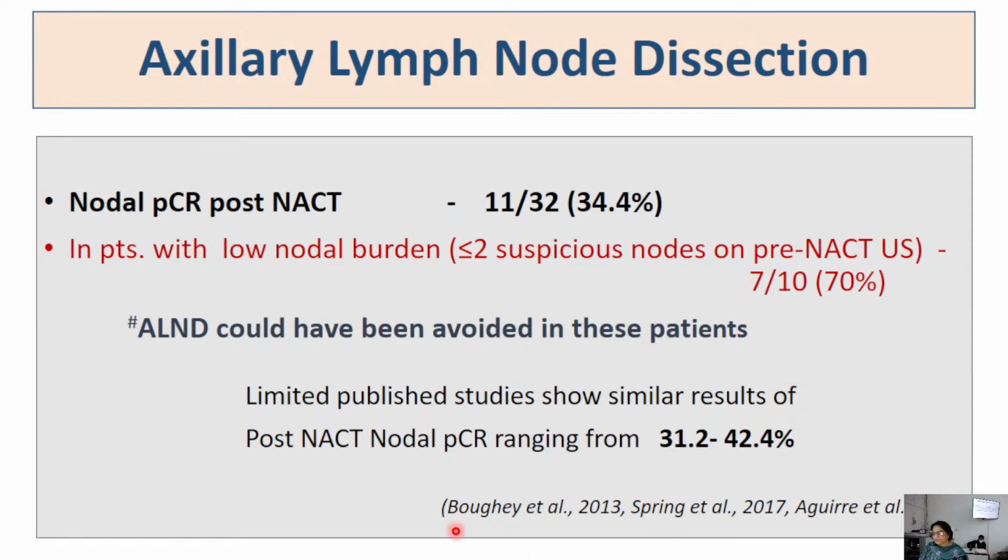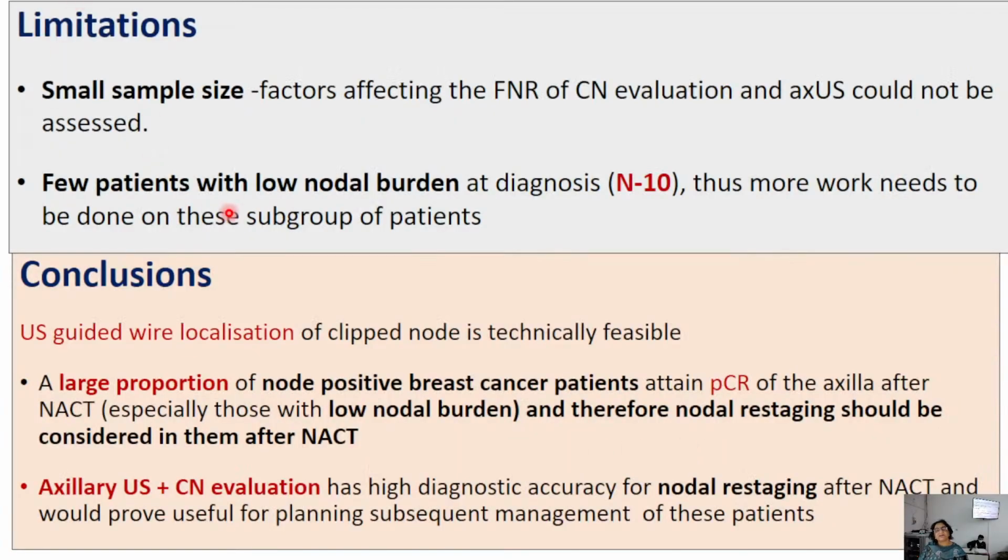So far, there are only 3 studies which actually quote that the PCR ranges from 31.2% to 42.4%. So we had some limitation. This is the first study that we have performed. To our own knowledge, I think this is the first study from our country, and this shows very encouraging results. But we had limitations of small sample size, as I have been highlighting.